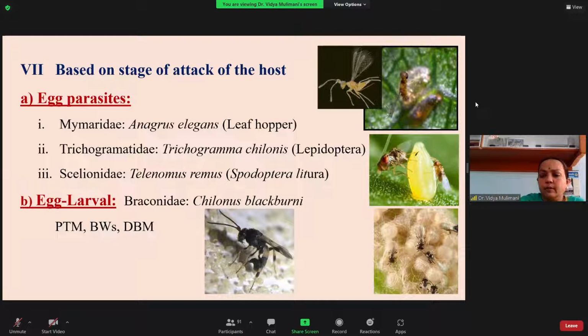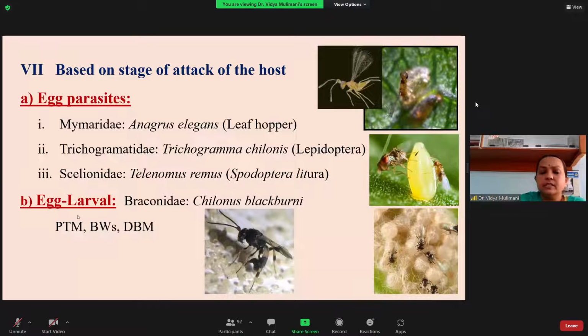Okay, only the Mymaridae is the one which is attacking the eggs of the hoppers, whereas the Trichogramma and the Scelionidae, you can see they are attacking the eggs of the Lepidoptera. One is Trichogramma chilonis, which is attacking the eggs of the Lepidoptera, Telenomus remus, which is attacking the eggs of the Spodoptera. Another, Anagrus, is a Mymaridae, it is attacking the eggs of the hoppers.